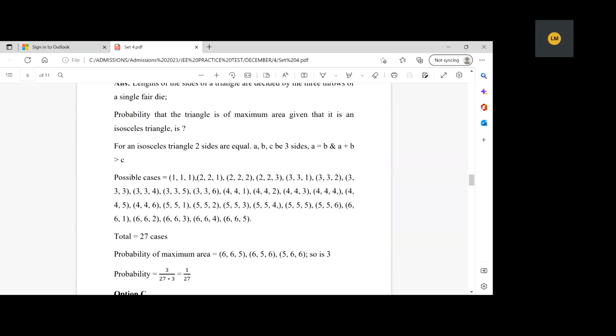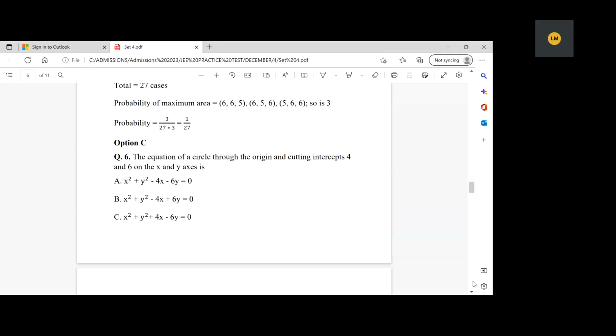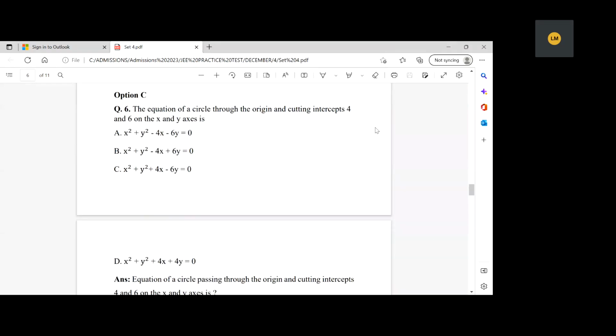Now moving on to the next question. This is also a very simple question. Yes. This is something which comes of that easy part. We know every question paper will have different sets of questions, easy, medium, and all.